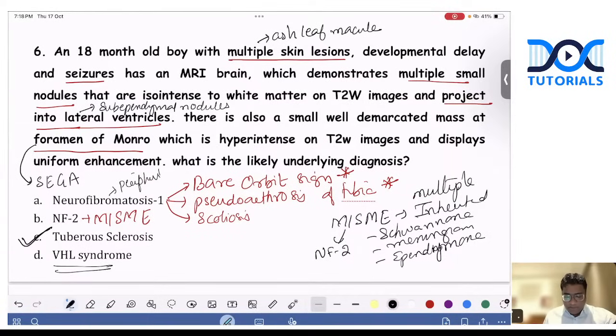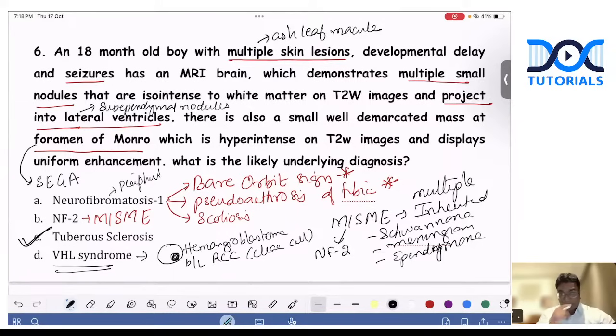Von Hippel-Lindau syndrome, what are the findings that you see in von Hippel-Lindau syndrome? You have a cystic lesion in the cerebellar hemisphere with a mural nodule. In an adult, this is hemangioblastoma. A cystic lesion in the cerebellar hemispheres with an enhancing mural nodule. You also see bilateral RCCs, renal cell carcinoma, clear cell RCCs. You may see retinal hemangioblastomas, risk of pheochromocytomas, right?